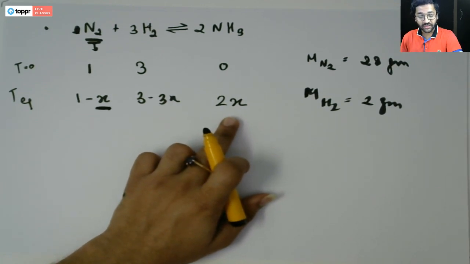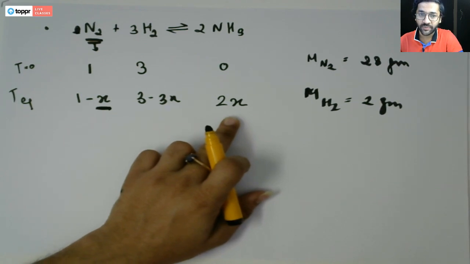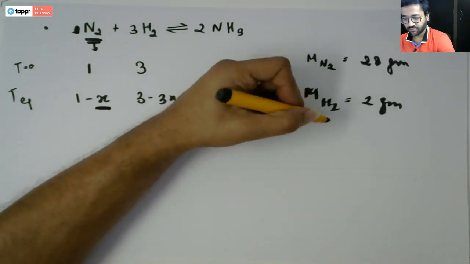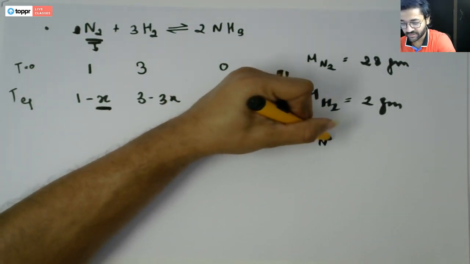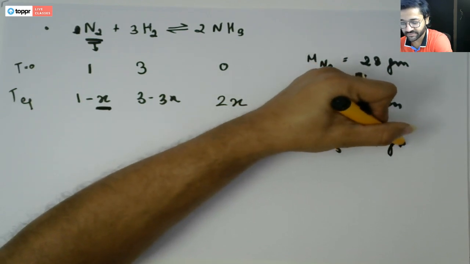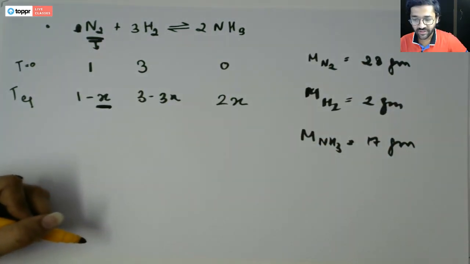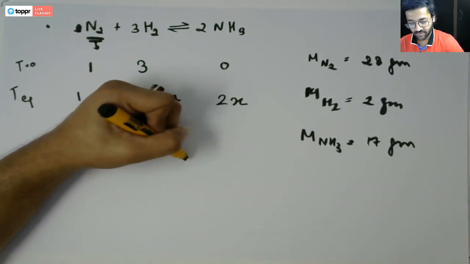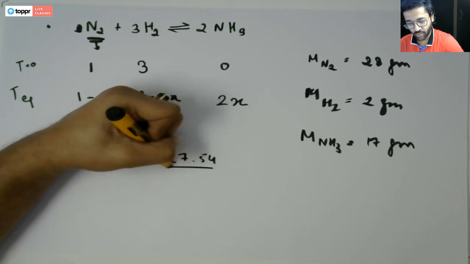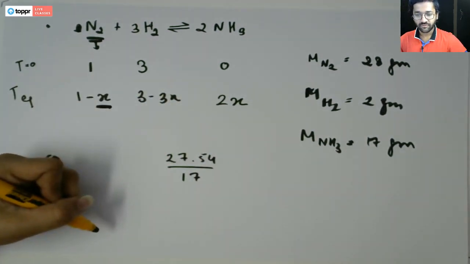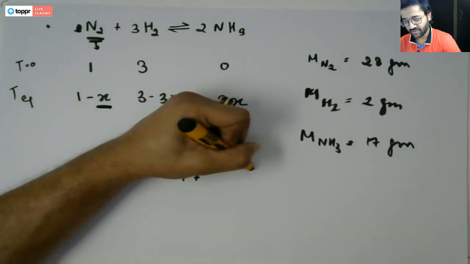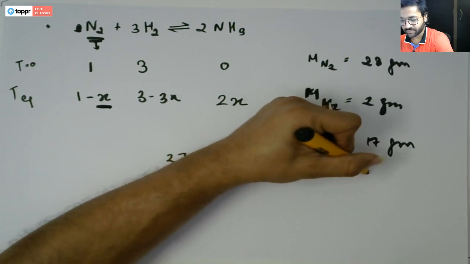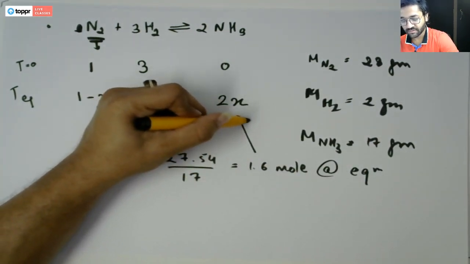correct? So now what we are given is that at equilibrium we have 27.54 grams of ammonia. So what we know is that mass of ammonia is 17 grams. So how many moles will it be? So that will be 27.54 upon 17, correct? Which comes out to be approximately 1.6 moles. And this 1.6 moles are at equilibrium, which is the same number as this.